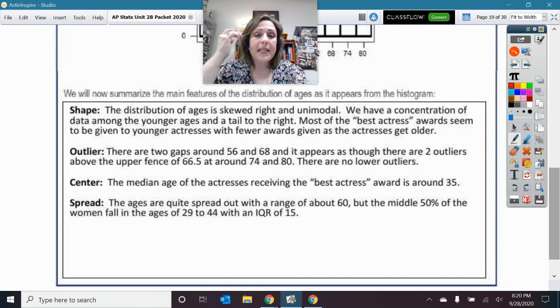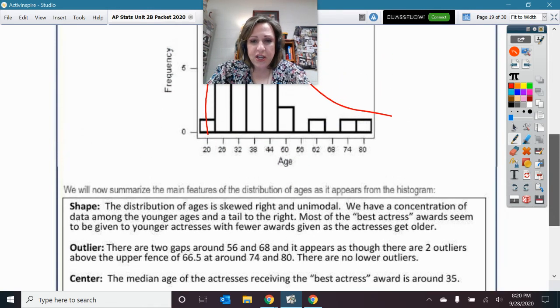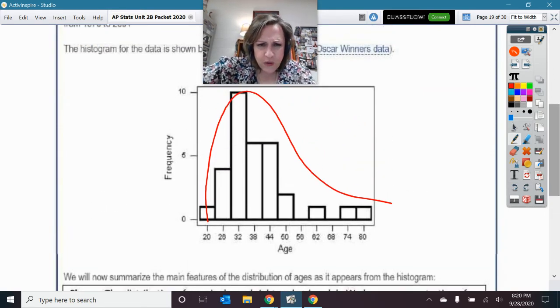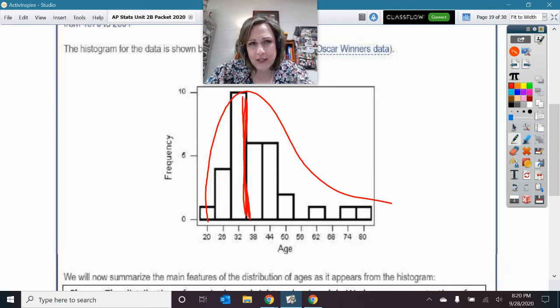So I'm going to use the median. And so I put here the median age of the actresses is around 35. So it's going to be in here. I don't know why I knew that was 35. That right there would be 36. And I think I had gotten the numerical values from the information on another page or something.